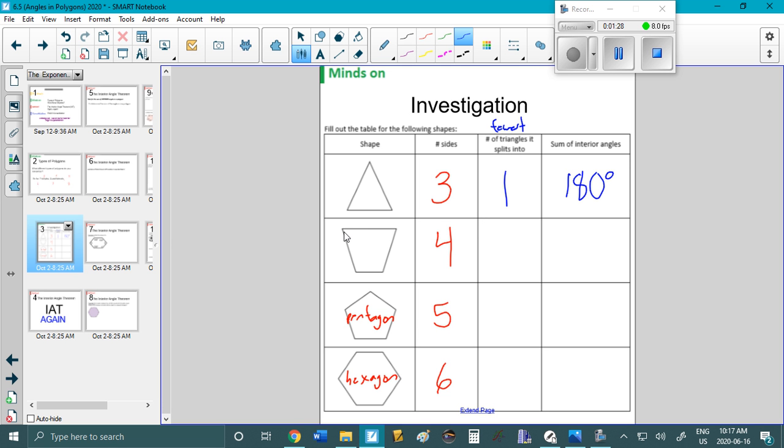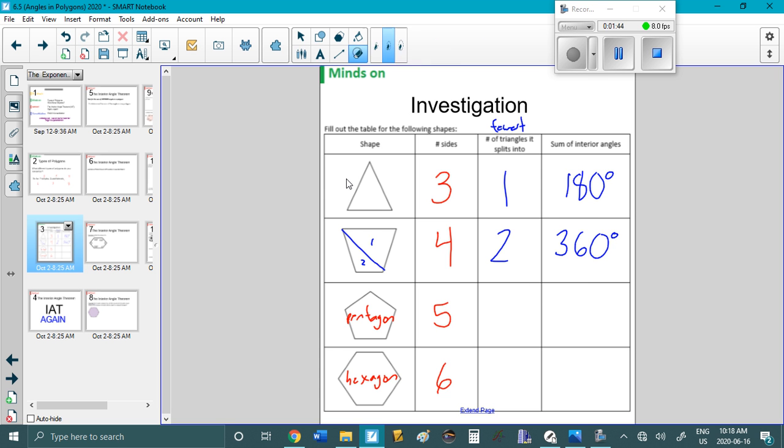What about a quadrilateral? Can I draw a line from here to divide this into all triangles? I can. And we've got 2 triangles. And you might remember the sum of those angles was 360 degrees.